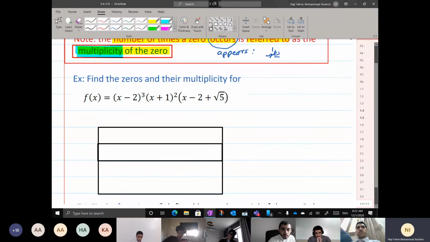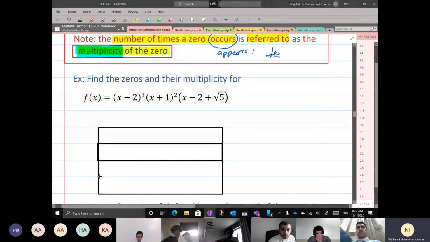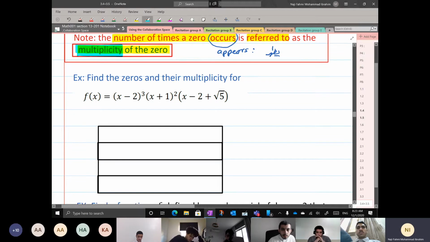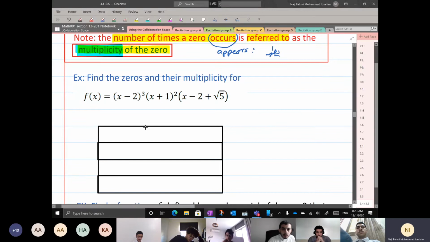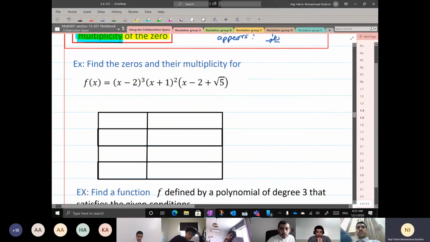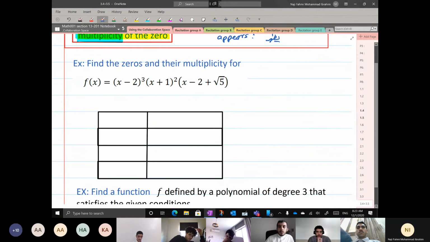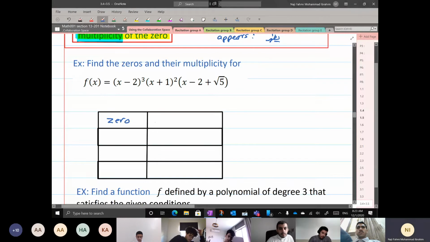But if the degree inside one of the brackets was not 1, it means we have to factor it more. So this is already factored. Now, what's the zero of the first bracket? 2. And the second bracket? -1. And for the last bracket? 2 minus √5. That's right.